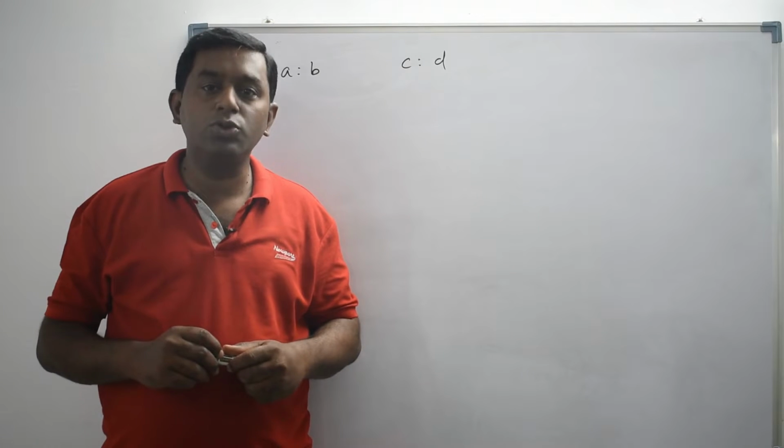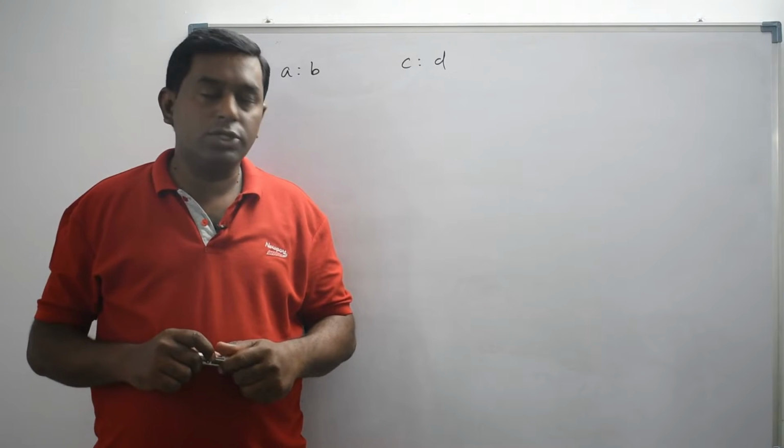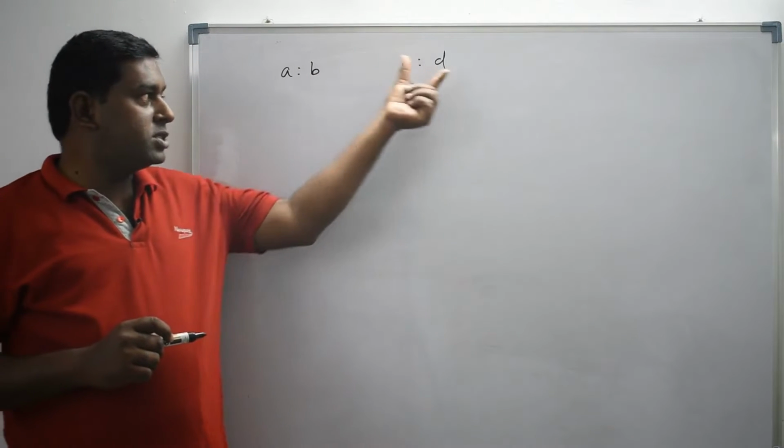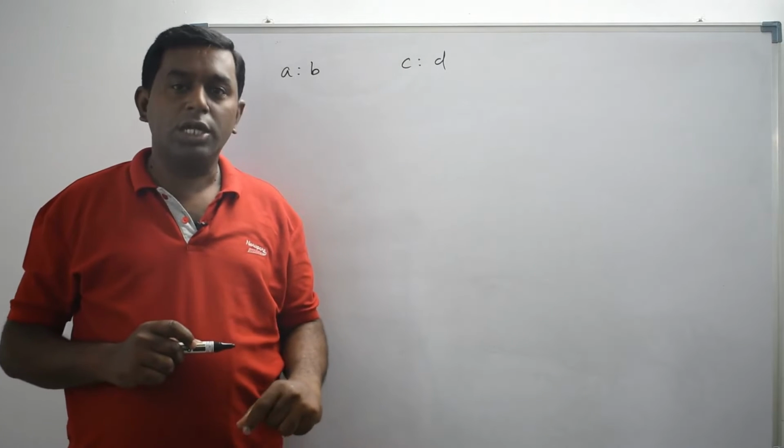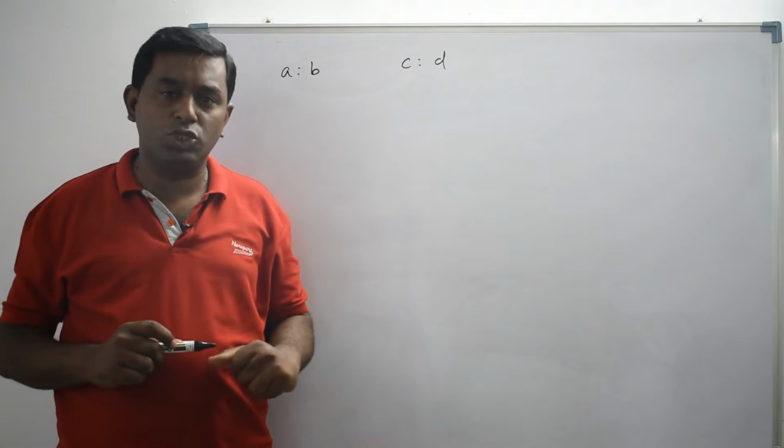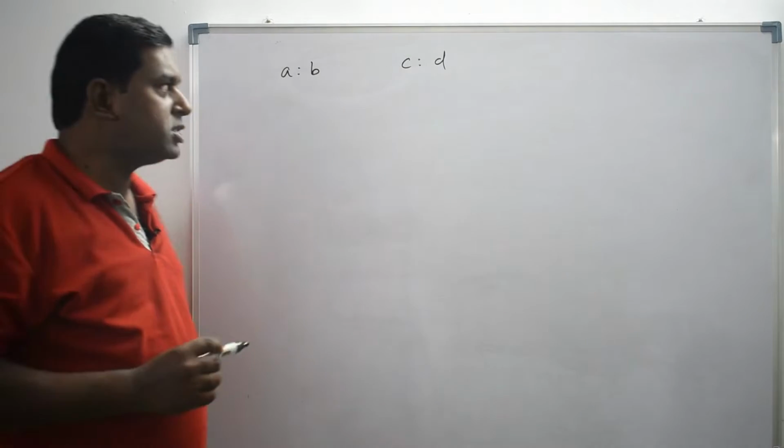How to compound two ratios. Let's look at an example. A is to B, C is to D. We have two ratios. Now I am going to compound these two ratios. What should I do? It's very simple.